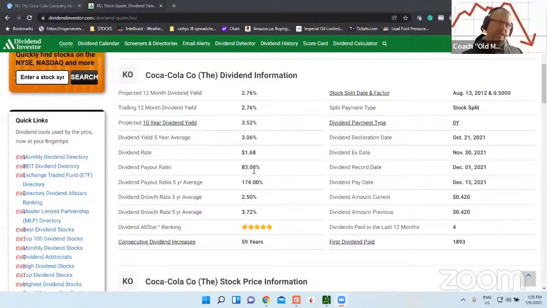Right here, it's 83%. To come up with this metric, all we do is take the amount of dividends paid and divide it by the net income. That gives us a percentage, and that's what this percentage means: 83% of all the earnings, or net income, of Coca-Cola is paid back to their shareholders in the form of a dividend.